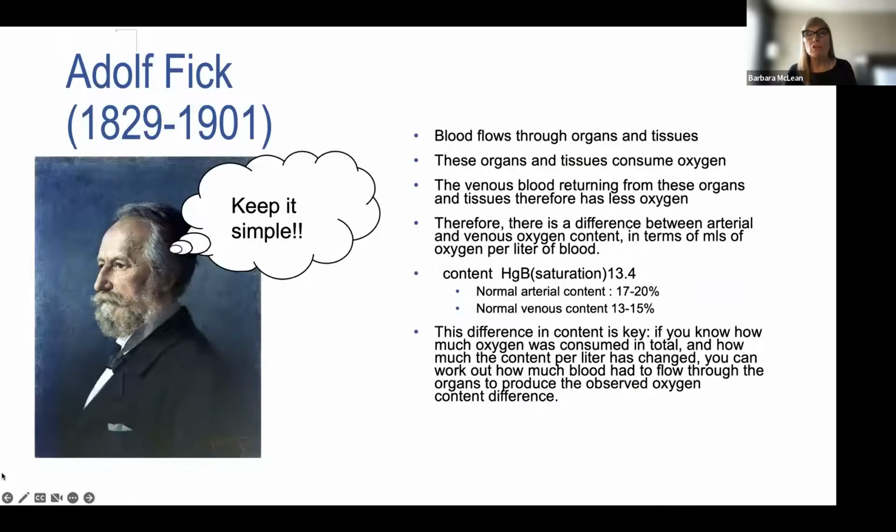Okay, well, Fick never said keep it simple. He never thought about keeping it simple, but I want to keep it simple. Your blood flows through organs and tissues. These organs and tissues consume oxygen. The venous blood returning from those organs and tissues has less oxygen. That's why the SvO2 is down. The cells have used the oxygen. The difference between arterial and venous oxygen tells us about the adequacy of the oxygen that's being delivered from the left side of the heart, the appropriateness of oxygen being delivered to the cellular level, and that difference in the content is key. So that's why we use Fick.